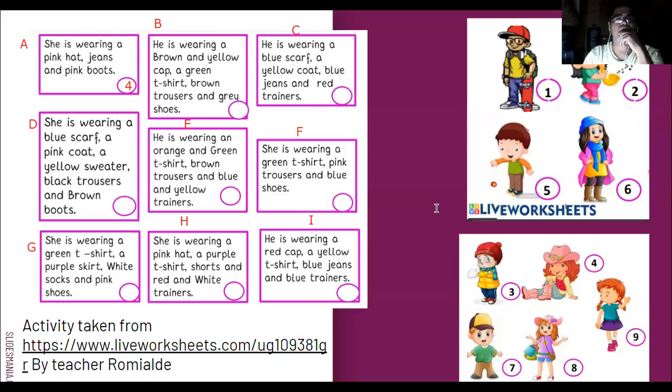He's wearing a brown jean. He is wearing a brown café amarillo.